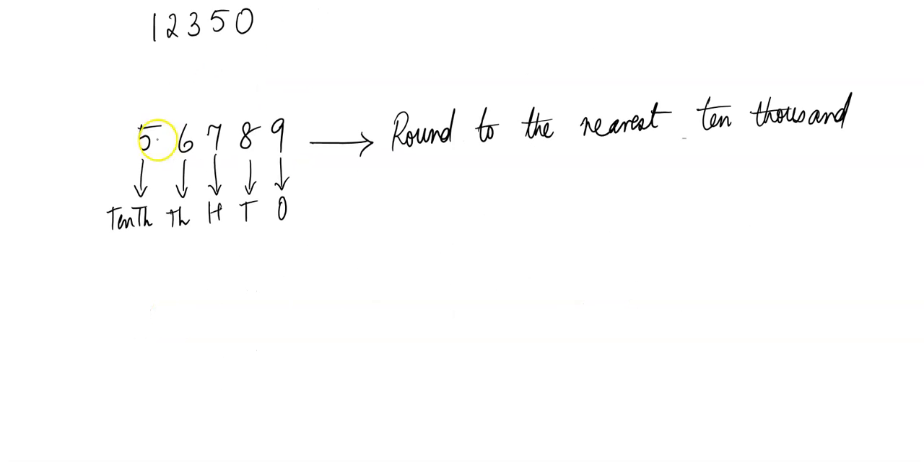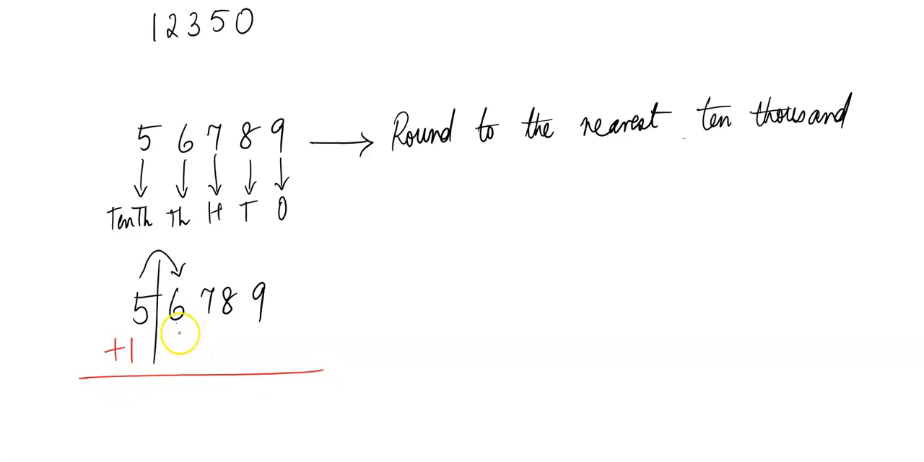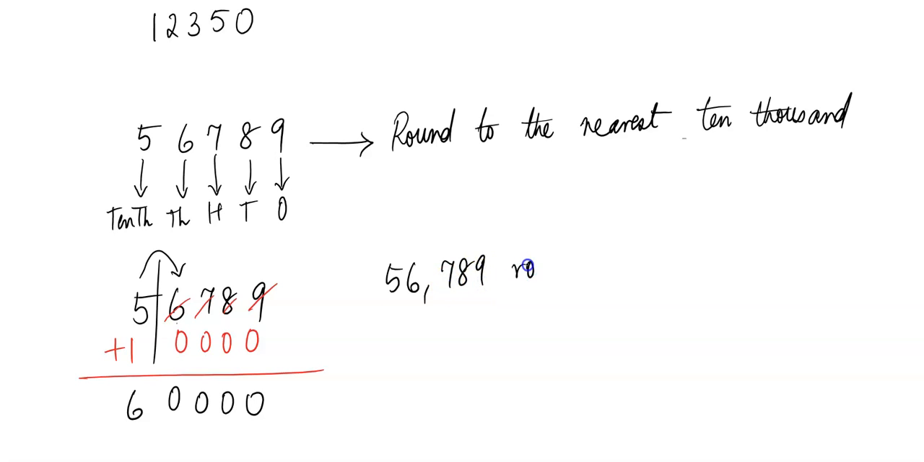That's the position, but you're looking at the number to the right of it. This number is above 5. That means you have to add a 1 to this and turn all of these into zeros. So what do we get? We get 6, 0, 0, 0, 0. So 56,789 rounds to 60,000. That is how you do the estimation.